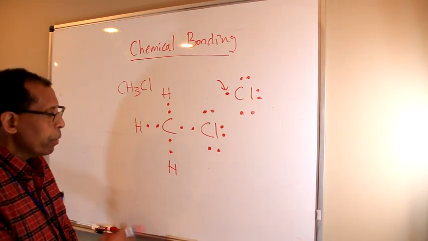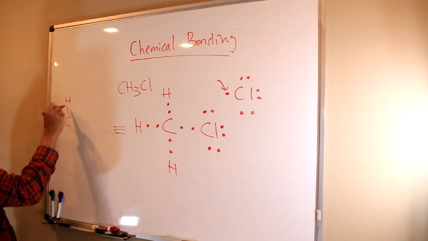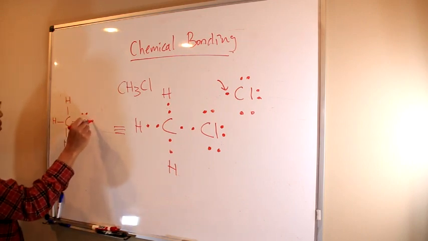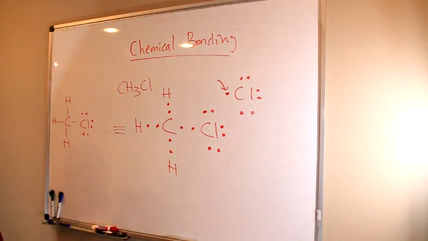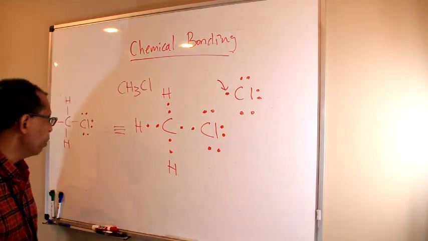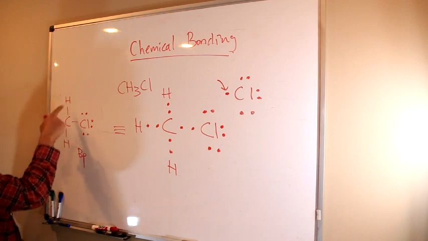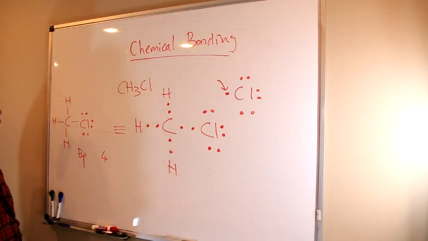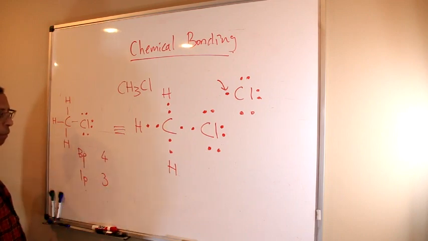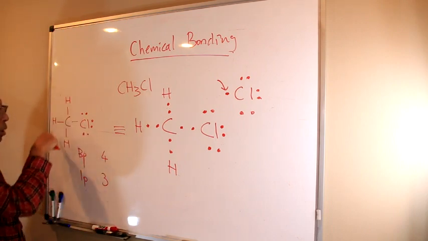Now, if we were to write a stick structure for this, it would be carbon at center, hydrogen containing 2 electrons each, hydrogen, chlorine with lone pairs. So now, if I were to identify how many bonding pairs and how many lone pairs there are: there are 4 bonding pairs, right? And there are lone pairs, how many pairs? 3 pairs of lone pairs. These are lone pairs of electrons, and there are 4 bond pairs.